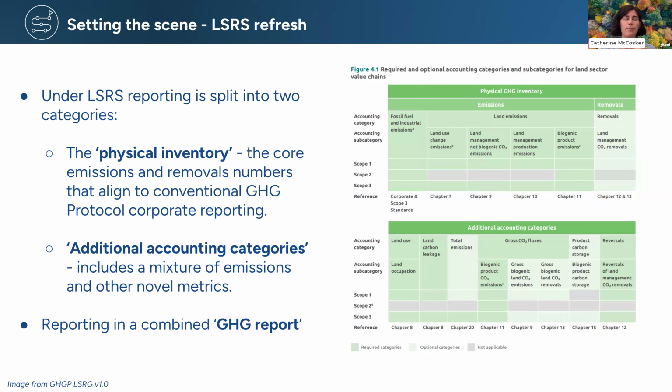Now I'm going to spend a couple of slides reminding ourselves of what's in the LSRS itself, to allow us to go more deeply into the guidance after. The LSRS is split into two reporting categories. The physical inventory is the core emissions and removals numbers aligned to conventional corporate reporting. Then you have additional accounting categories, which include a mixture of emissions and other novel metrics, such as land occupation and land carbon leakage, which we'll go into in more detail. You are asked to report this in a combined greenhouse gas report, which also gives space to provide justification for the choices you've made and your alignment with the LSRS.